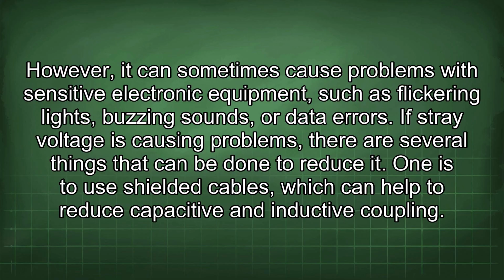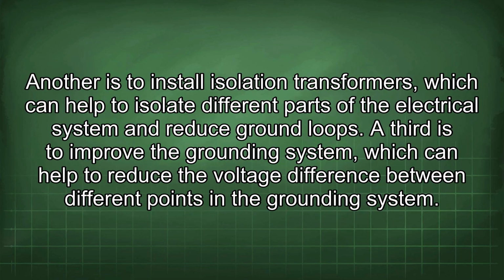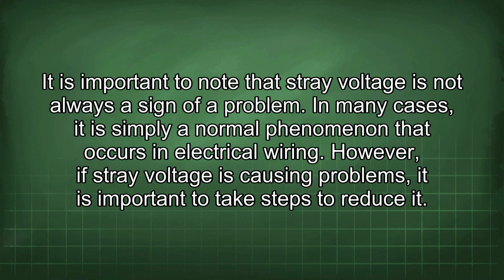If stray voltage is causing problems, there are several things that can be done to reduce it. One is to use shielded cables, which can help to reduce capacitive and inductive coupling. Another is to install isolation transformers, which can help to isolate different parts of the electrical system and reduce ground loops. A third is to improve the grounding system, which can help to reduce the voltage difference between different points in the grounding system.